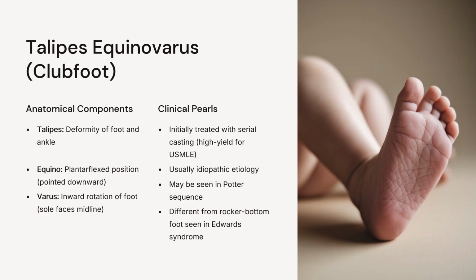What is talipes equinovarus? Any deformity of the foot or the ankle is talipes. Equino is plantar flexion, that is pointed downward. Varus is inward rotation of the foot. As I told you, any rotation towards the midline, sole facing midline is varus. So when a child presents with talipes equinovarus, the initial treatment should be serial casting. Observation is the wrong answer.